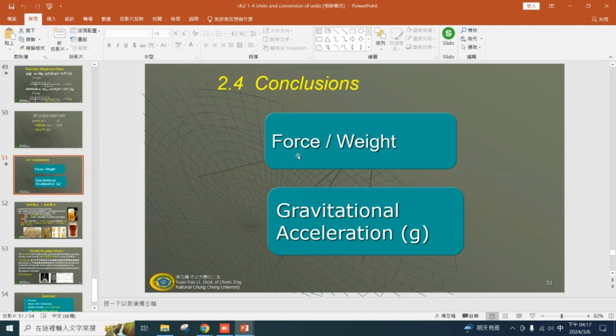How do you know the definition of force and the definition of weight? We also know that force is related to mass, and weight is related to gravitational acceleration, right? So you need to know the difference. You need to know the values of the gravitational acceleration in different systems, like the American system, the SI system, or the CGS system.